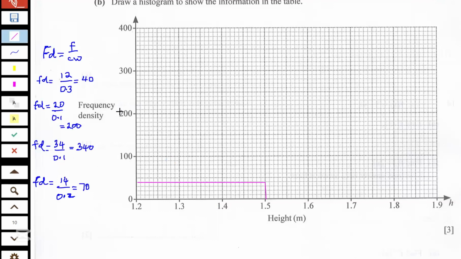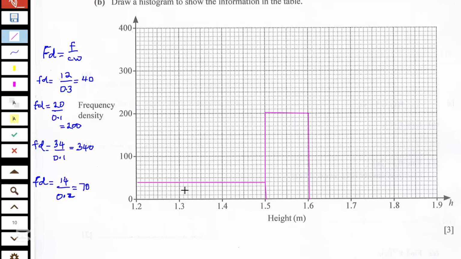Now, the next class interval is 1.5 to 1.6 with a frequency density of 200. So we start from 1.5, trace this up to 200, across to 1.6, and then bring this down to 1.6.